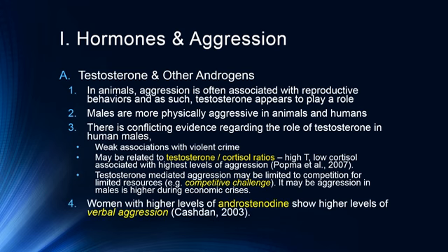Finally, women with higher levels of androstenedione, which is a weak androgen, but is one of the more potent androgens that is circulating in women. Women with higher levels of androstenedione show higher levels of verbal aggression. And so this is where we get at this question of what we mean by aggression. Physical aggression is very different from things like verbal aggression, but in this study they showed that women with higher levels of androstenedione show higher levels of verbal aggression.